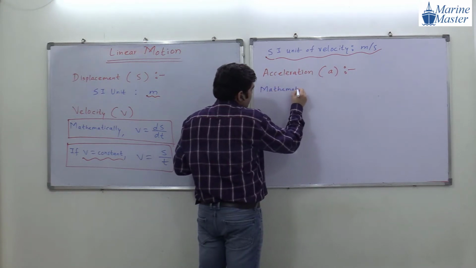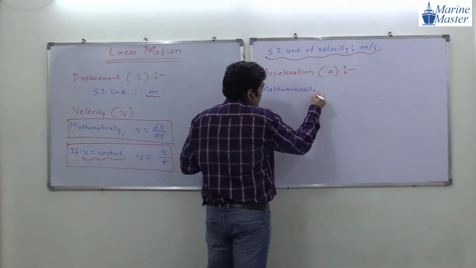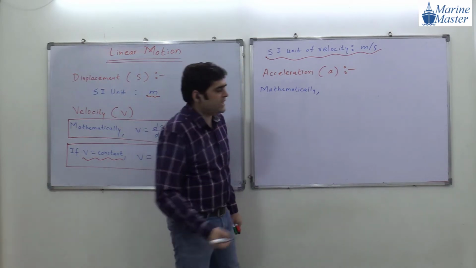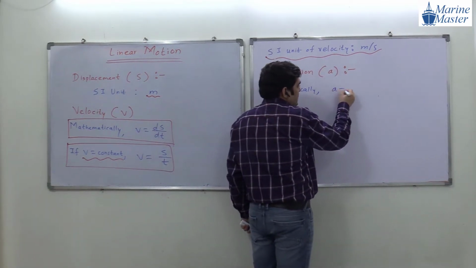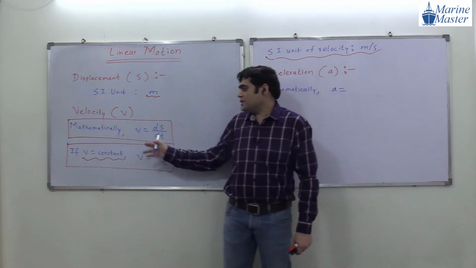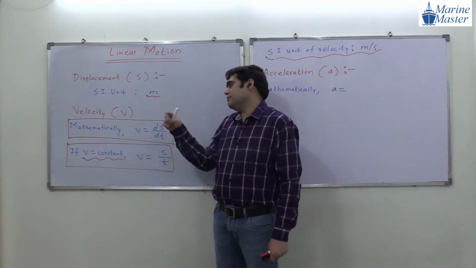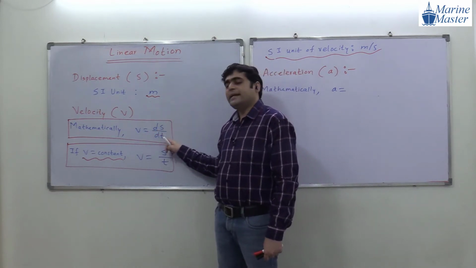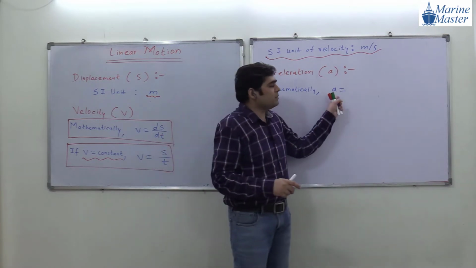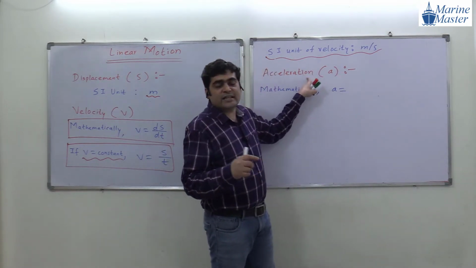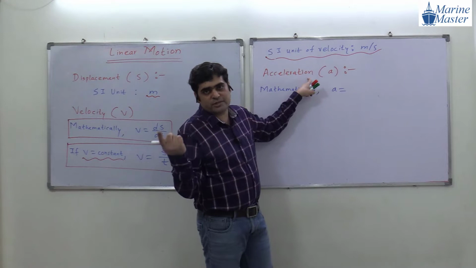Mathematically, how do we define acceleration, guys? A is equal to what? Velocity is the rate of change of displacement with respect to time, so here ds by dt. But then what will be the definition of acceleration? It is the rate of change of velocity with respect to time.